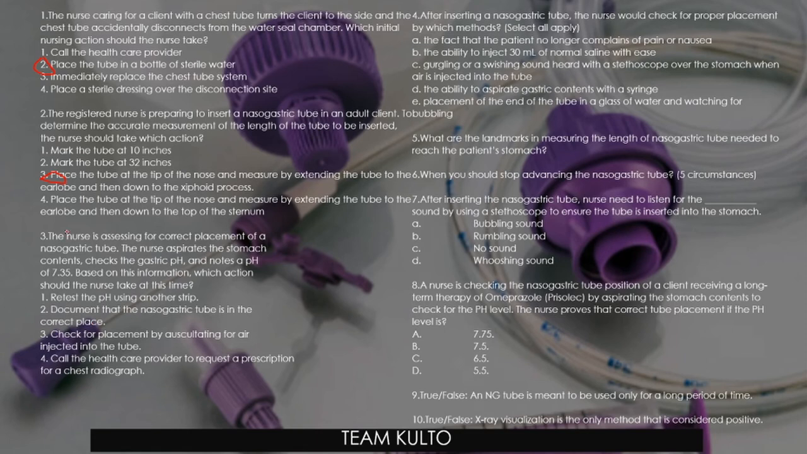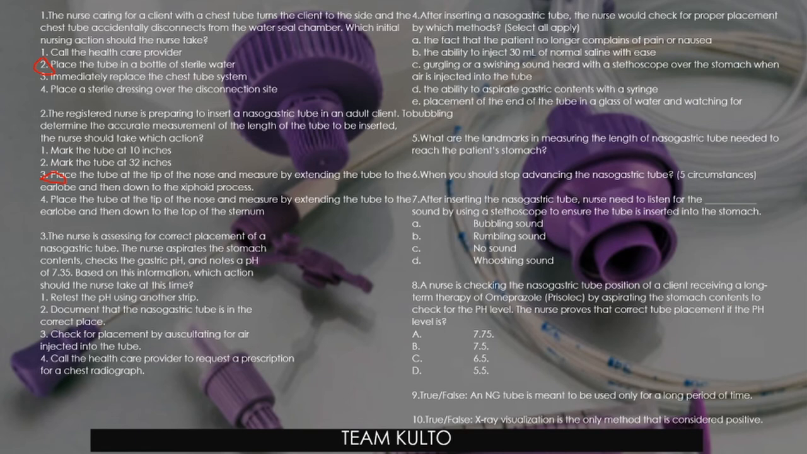The nurse is assessing for correct placement of a nasogastric tube. The nurse aspirates the stomach contents, checks the gastric pH, and notes a pH of 7.35. Based on this information, which action should the nurse take at this time? What is our next step when the pH you aspirated is 7.35?